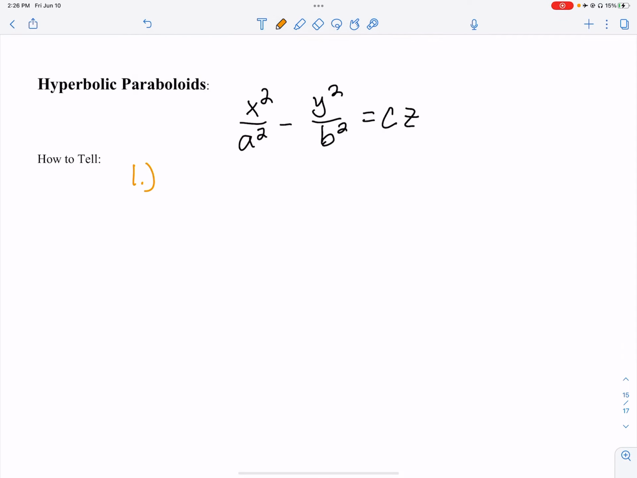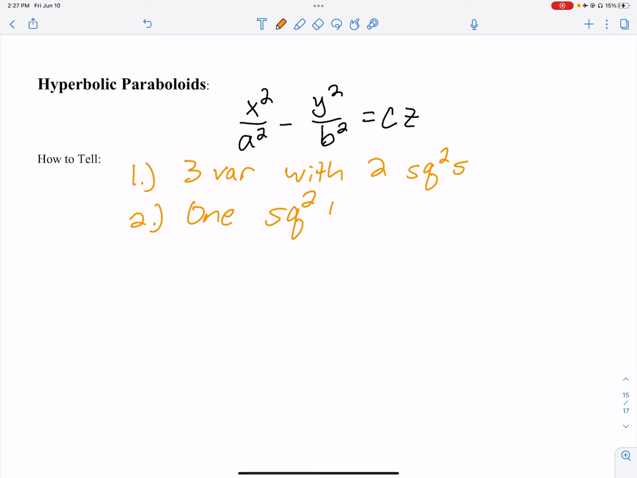All right, so the first one is we have three variables with two squares. So that must happen. The second thing is we have one square, and one of them has a minus. And then we have notes. All right, so that's how you tell: three variables with two squares, just like the paraboloid, except the second square has a minus.